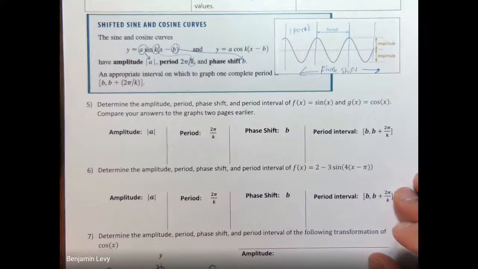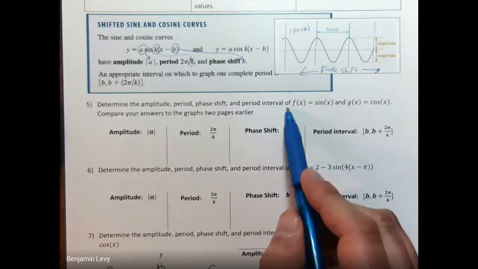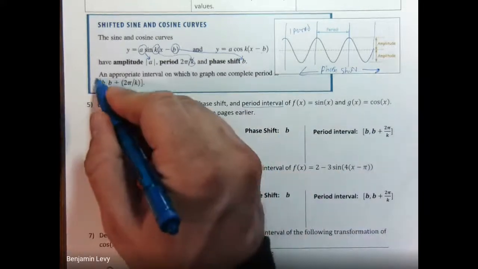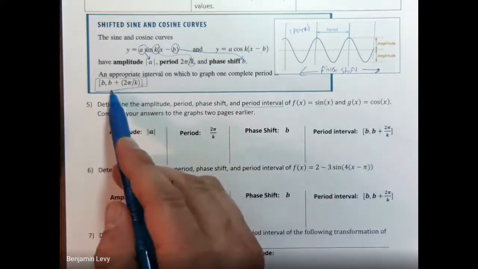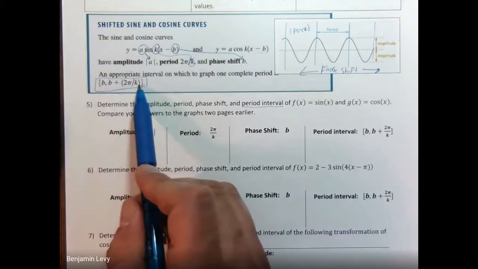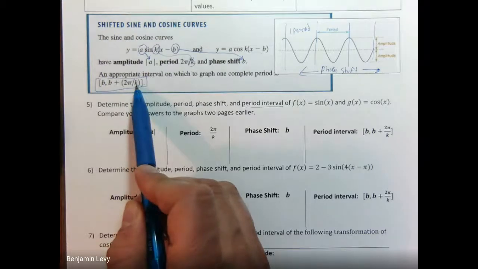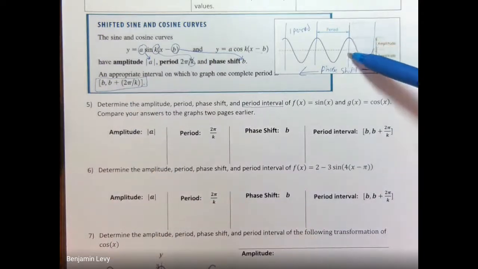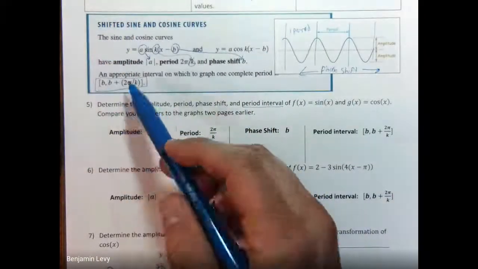For example, let's determine the amplitude, period, phase shift, and the specific period interval. Oh, I didn't mention that part. The specific period interval is given by this right here. So an appropriate interval on which to graph one period is this. It involves both B and K, because B shifts things left and right, and K horizontally stretches and shrinks things. When you change both those things, it changes the period. In other words, this period right here, which is on this graph, is going to change if the graph is stretched or shrunk, or if it's shifted left or right. That's what's going on with the B and the K.